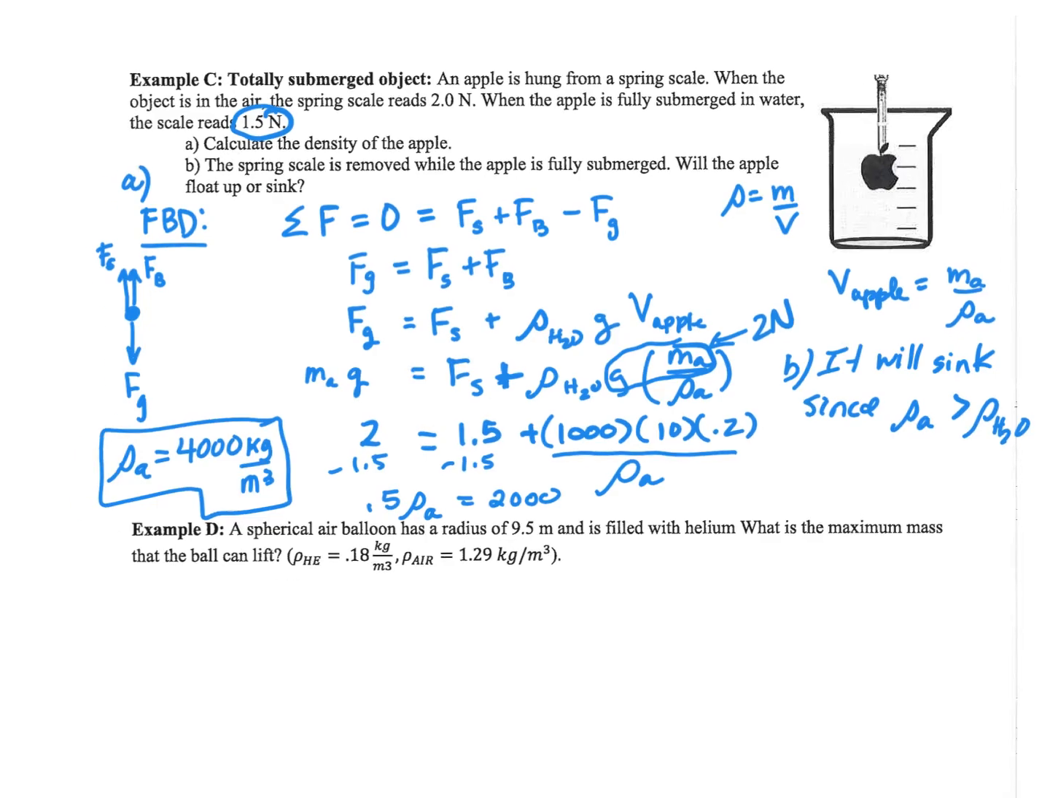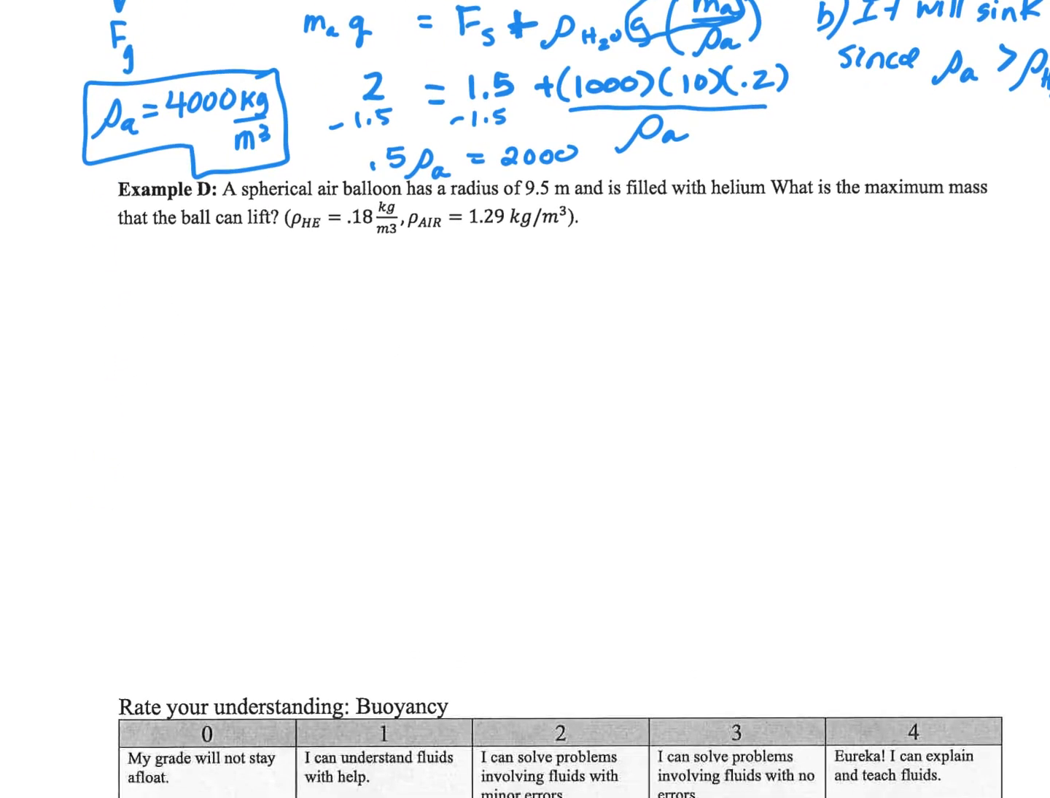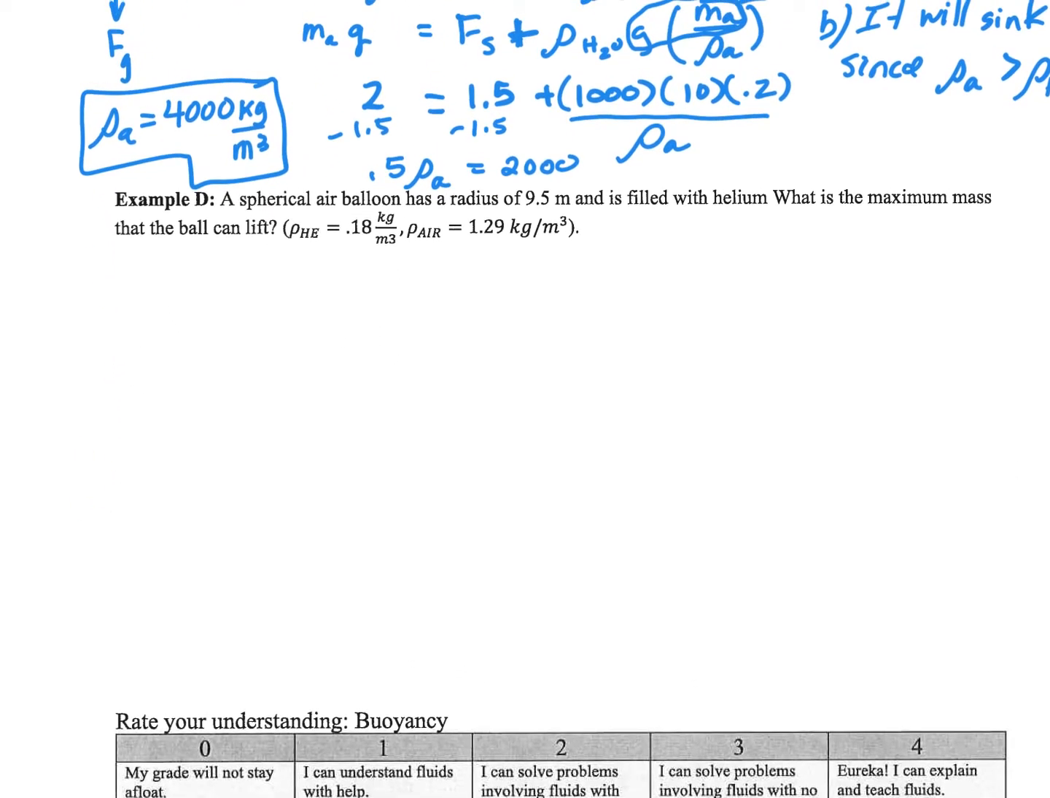All right, example D. Is this all kind of making sense so far? We are almost done with this section. A spherical air balloon has a radius of 9.5 meters and is filled with helium. What is the maximum mass the balloon can lift? It gives you the density of helium, it gives you the density of air. Air does have a density.